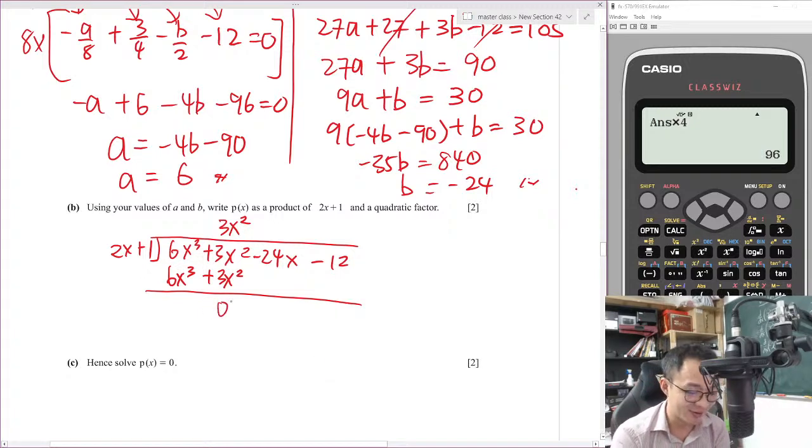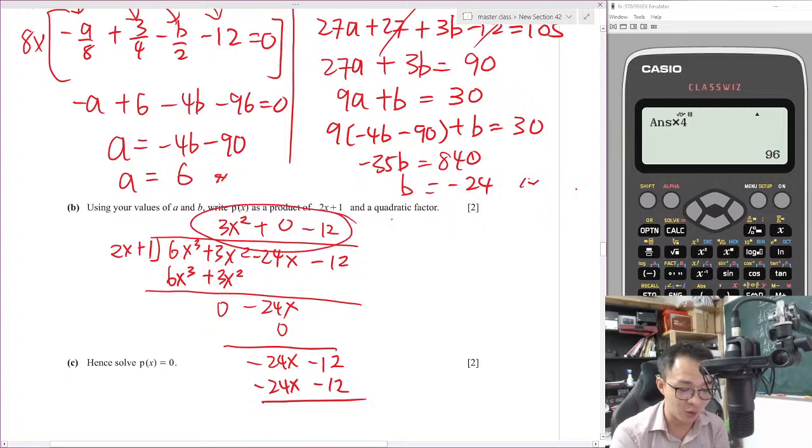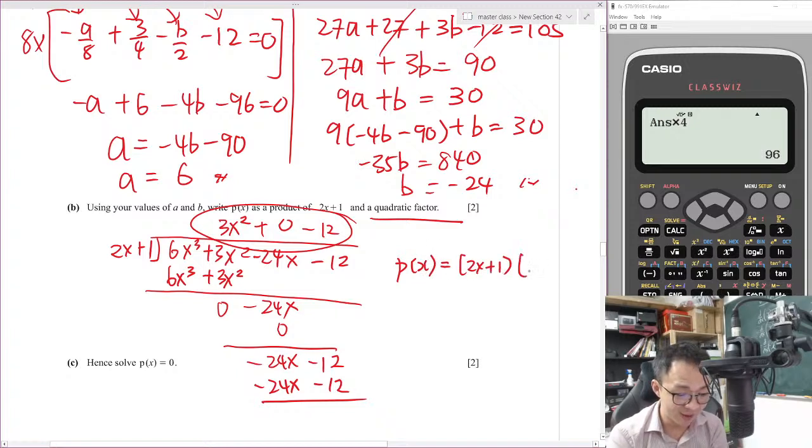Then we get 0. Then minus 24x. I'll put a 0 first, then this is negative 24x minus 12. Over here, I will just do minus 12, sorry. So we have negative 24x minus 12. Therefore, this is my so-called quadratic factor. So I know my p(x) will be 2x plus 1 multiplied by 3x squared minus 12.